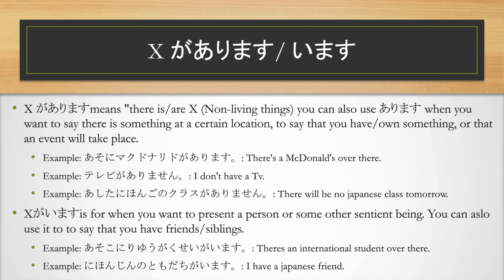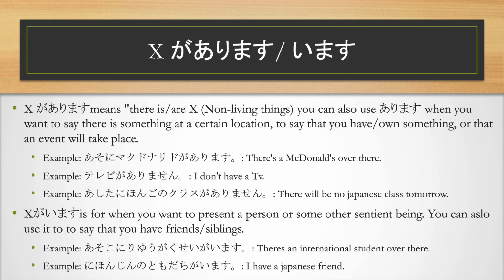Terebi ga arimasen. I don't have a TV. Ashita ni hongo no kurasu ga arimasen. There will be no Japanese class tomorrow. X ga imasu is for when you want to present a person or some other sentient being, probably a cat, dog, something like that. And you can also use it to say that you have friends or siblings. So, asoko ni ryugakusei ga imasu. There's an international student over there.